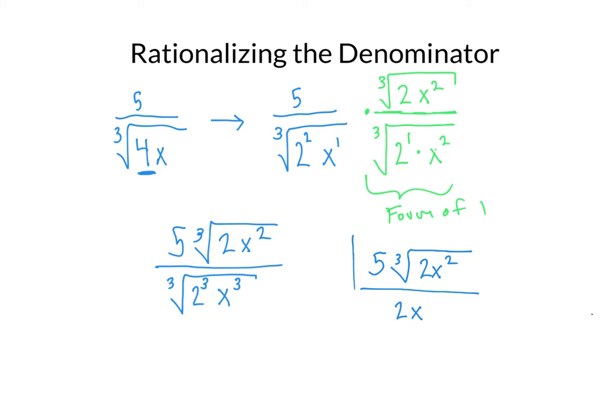So then this is our final simplification, where we no longer have a radical in the denominator. Because rationalizing the denominator simply means get the radical out of the denominator. So we've done that, and we are good. Everything is simplified. Now let's take a look at what happens when we have two terms in our denominator.